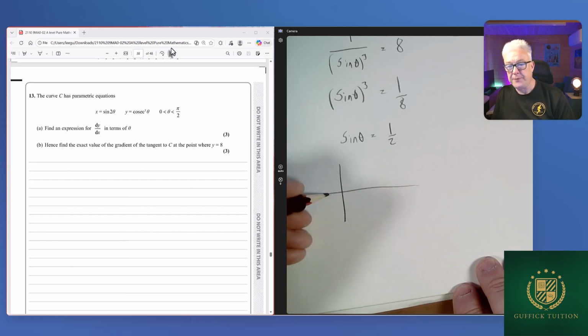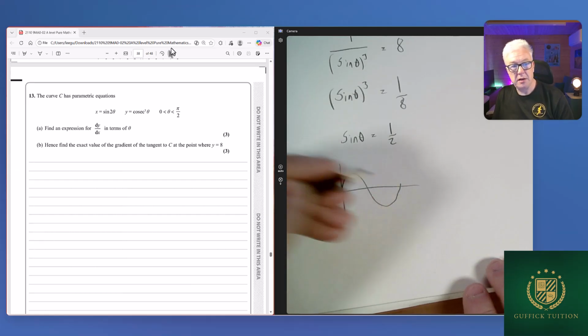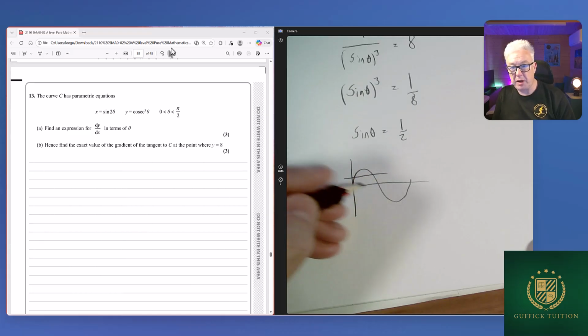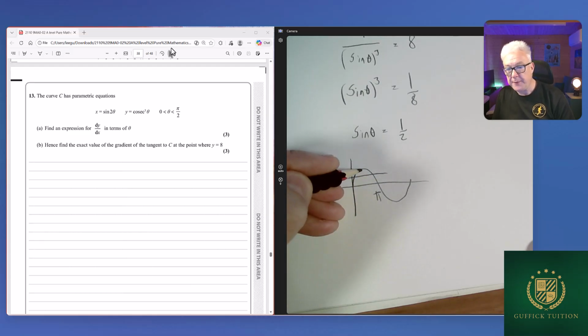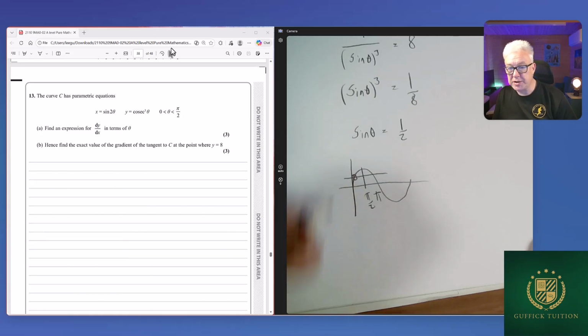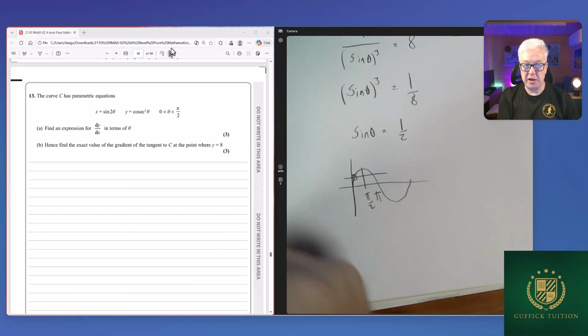Let's draw our little graph of sine theta. We're looking for solutions in the interval between 0 and pi over 2. Well, there's pi, and there's pi over 2. So we can see we've only got one solution that we're after in this particular interval.